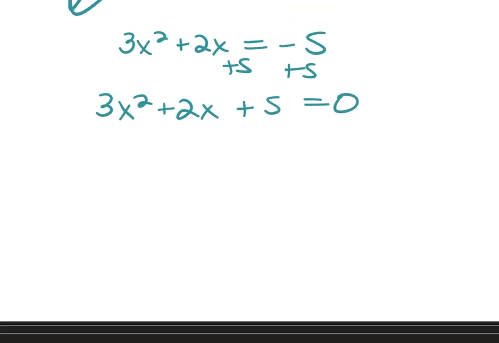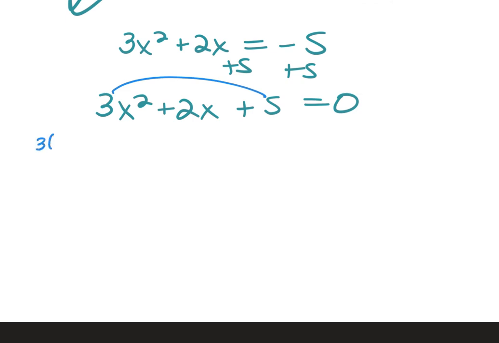And then I would see if this is factorable. So if I multiply 3 times 5, I get positive 15. And if I go through my factors of positive 15, there are none that sum to a positive 2. If it was negative 15, I could do 3 and 5. But because it's a positive 15, they have to both have the same sign. It doesn't work. So then A equals 3, B equals 2, and C equals 5.